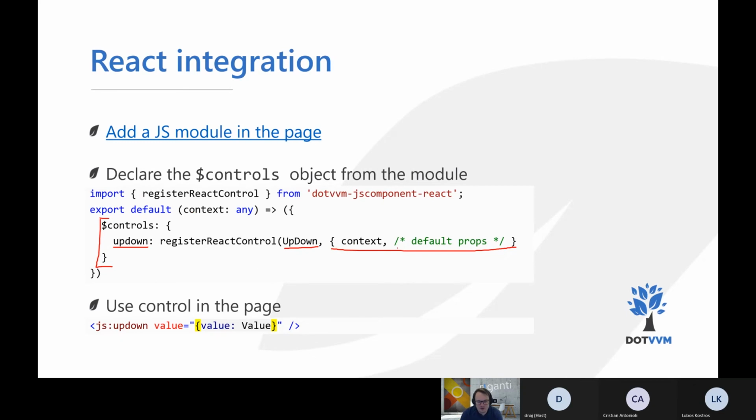So if you don't specify some value in the HTML markup, you can specify the default value here. Yeah. And then you can use the control like this, JS, which is the prefix for these controls coming from this collection. And you say up, down, and it will call this React component, and you will take the value from the view model and pass it to the value property of the control. Yeah. And also you can say onClick equals static command and do some handler.